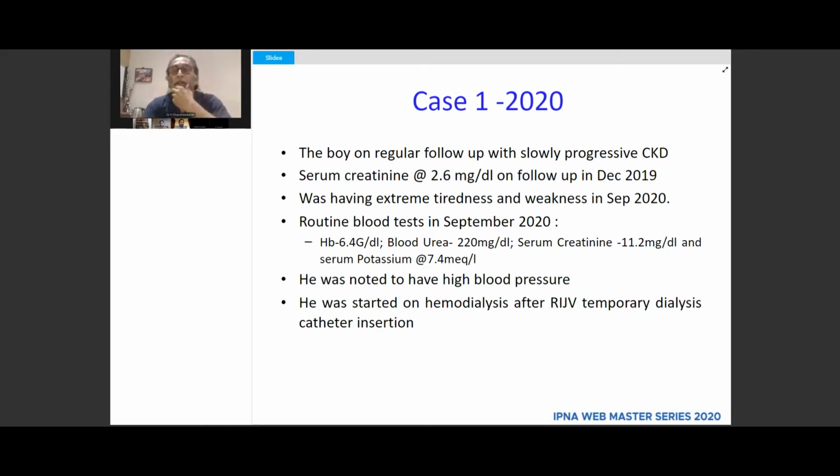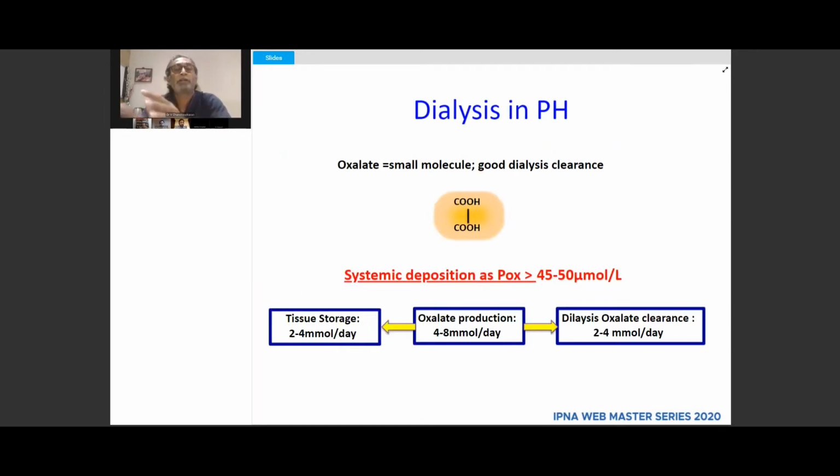Coming to dialysis, oxalate is a very small molecule with very good dialysis clearance. The oxalate production per day is around 4.8 millimoles per day, and tissue storage is around 2 to 4 millimoles per day, with dialysate oxalate clearance of 2 to 4 millimoles per day in PD and 2 to 4 millimoles per session in the case of hemodialysis. Since oxalate production outnumbers the clearance, the patient is always at risk of systemic deposition and ensuing systemic oxalosis.